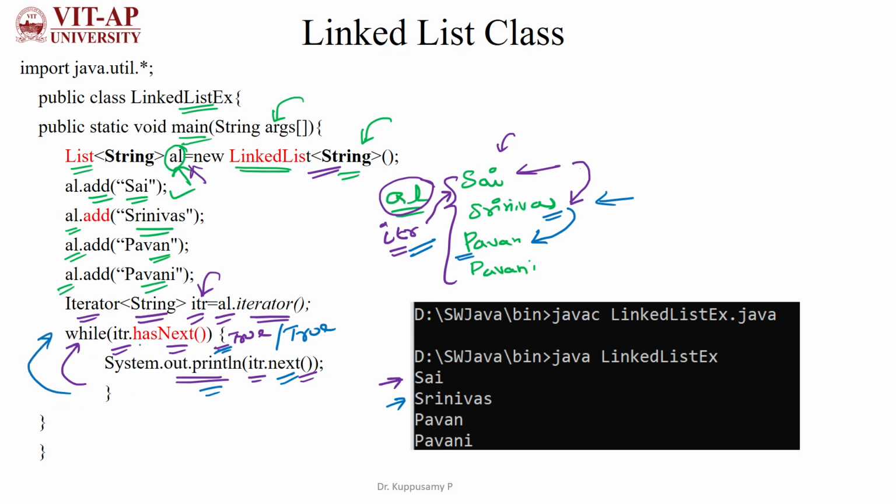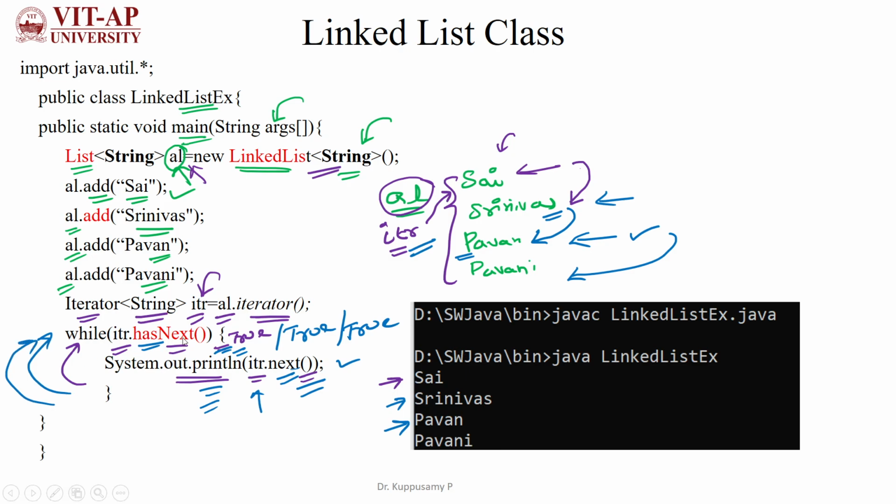Now it checks whether ITR has next or not. Yes, ITR has the next, so it returns true, then gets inside the while loop. Inside the while loop, the printing statement prints the current element. The current element is Pavan. So Pavan is printed, then it moves to the next element. So this one is moving to the next element. Right after this next, it moves to the while loop.